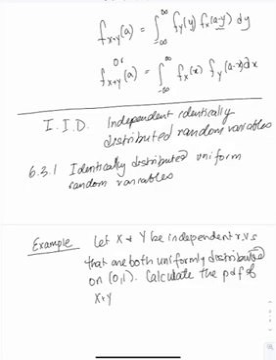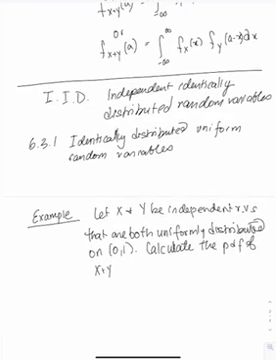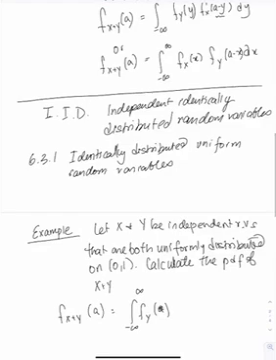Okay, so what we can do is just use the formula from above, and we know that the PDF of x plus y at any number a will be the integral from minus infinity to infinity of f sub y at y, times f sub x at a minus y dy.